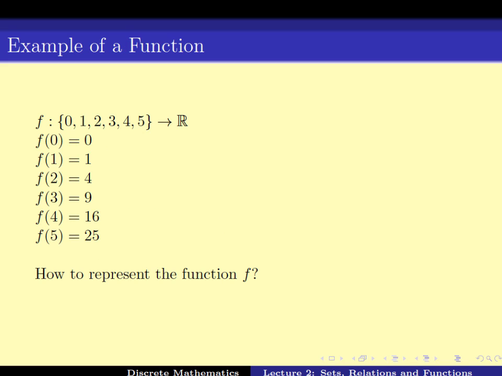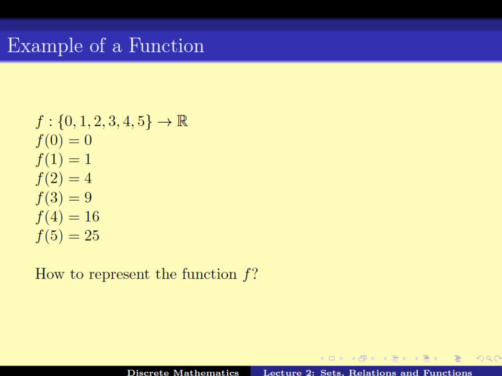For example, take this function mapping from the set 0, 1, 2, 3, 4 and 5 to the set of real numbers. For example, f of 0 is 0, f of 1 is 1, f of 2 is 4, f of 3 is 9, f of 4 is 60 and f of 5 is 25. You can check that f of any element of the domain is well defined and unique, and hence it is a function.